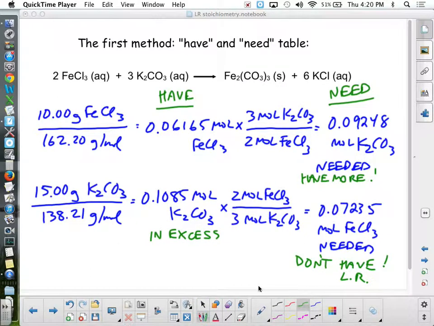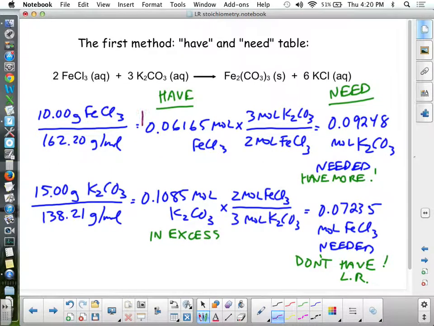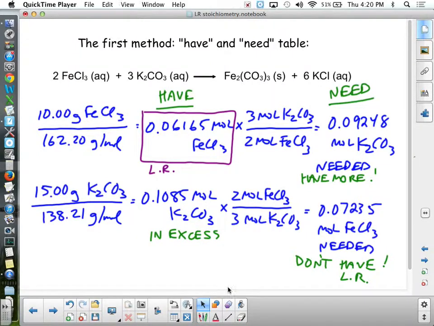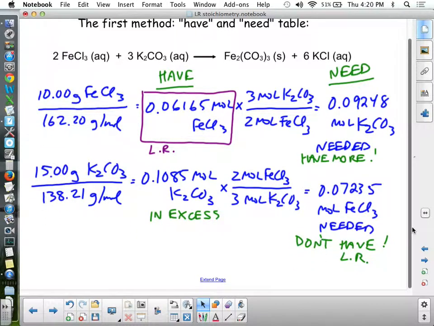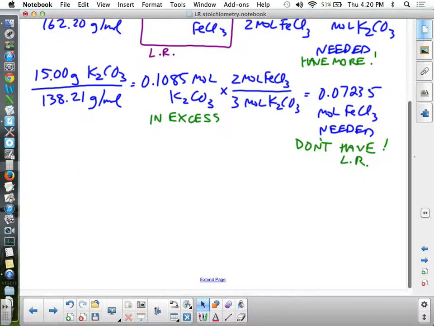So I will immediately draw a box around the moles of limiting reactant that I actually have and write LR next to it to tell me that that's the limiting reactant. Okay? So I've answered the first question. Comparing the amounts that I need to the amounts that I have, I can conclude that iron 3 chloride is the limiting reactant.